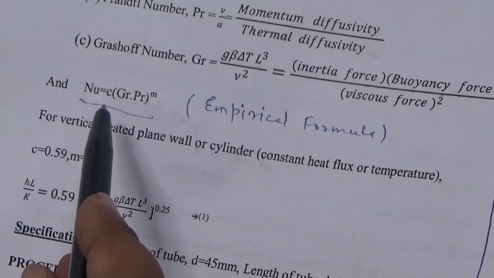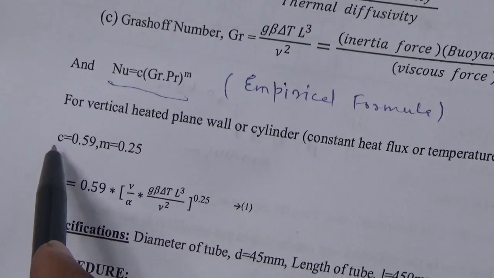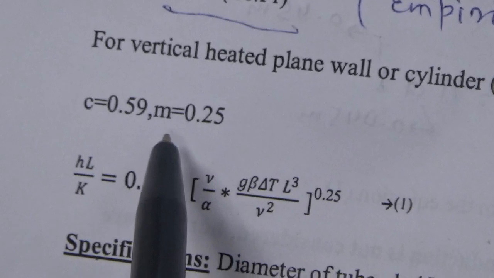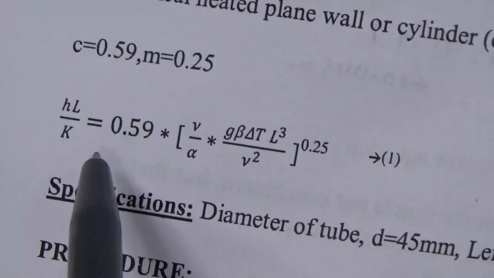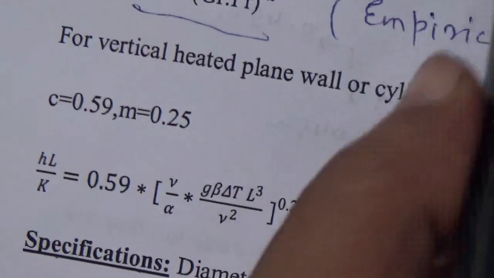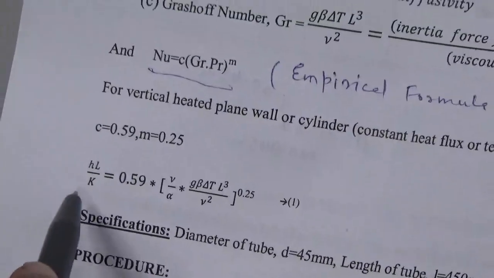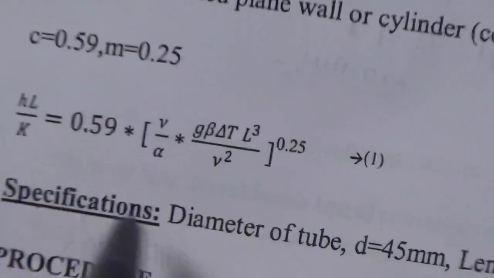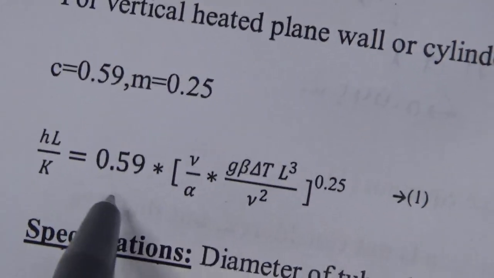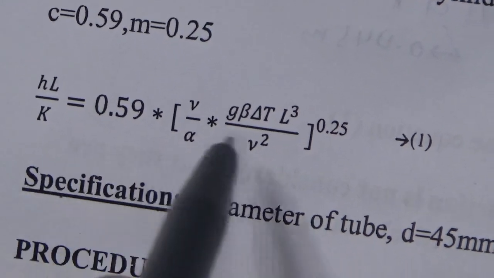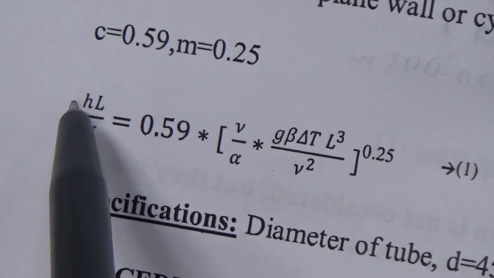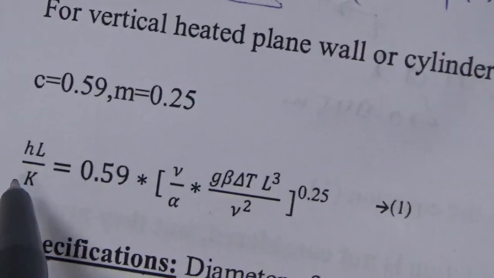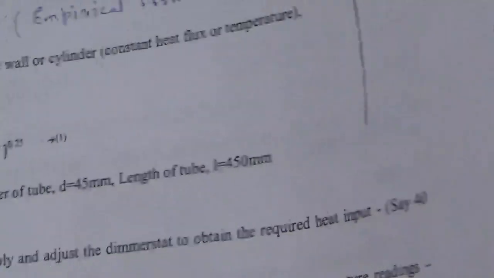The researchers have given C equal to 0.59 and m equal to 0.25, and with this, Nusselt number equal to hL/k, putting in the constant values and substituting the formula, we get hL/k equal to this much. This is equation number 1, and with the help of this equation, we will find the h theoretical.